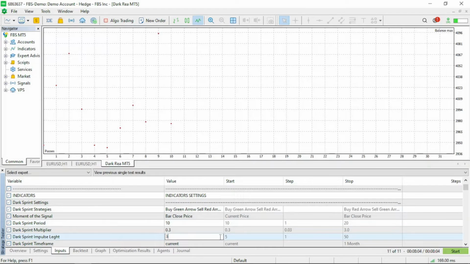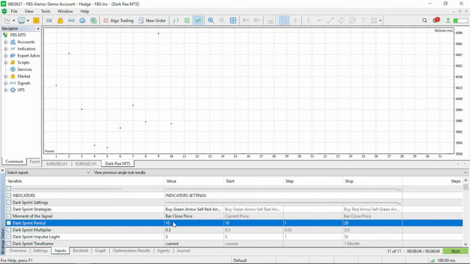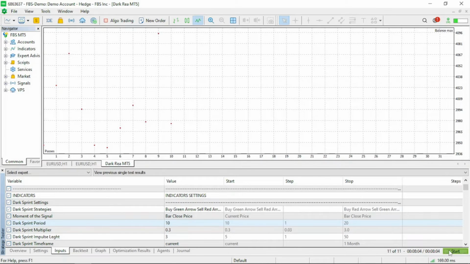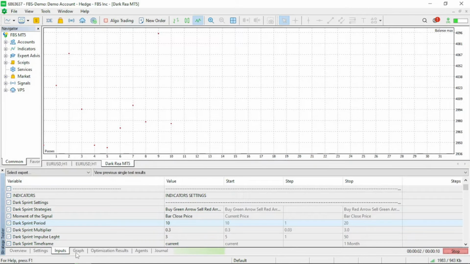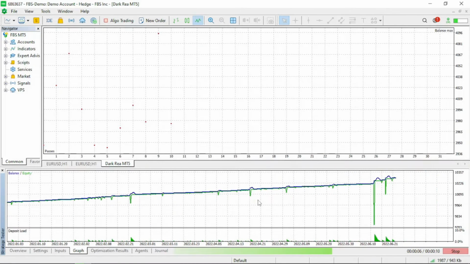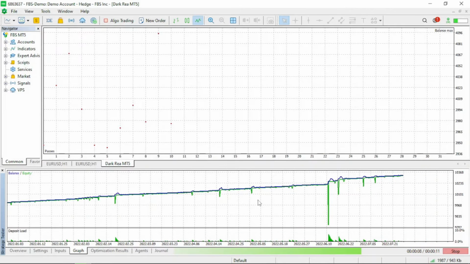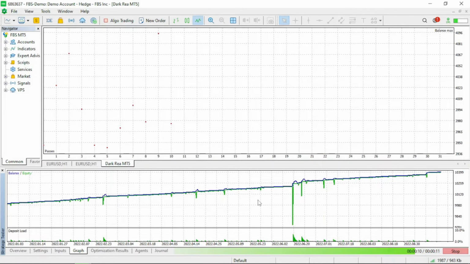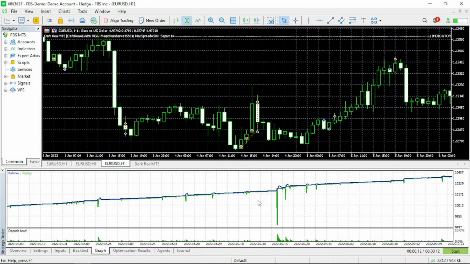So I've adjusted the ATR period to 10 and the size of the candle and the impulse length to 3. And as you can see, with a 0.01 lot, we see a much more aggressive curve on the graph. We still have periods of large drawdown, which is typical for this EA.